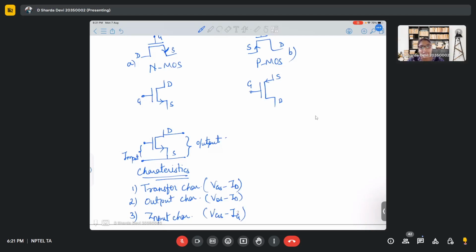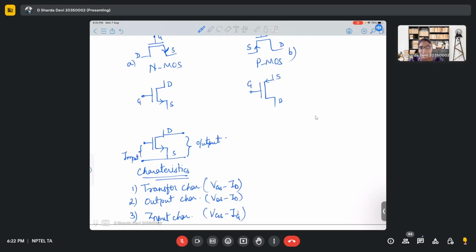But there are always three characteristics corresponding to two ports. It's 2 to the power n minus 1 characteristics. In case of BJT, you have three characteristics, right? Input, output, transfer. Here also there is an input characteristic, but since IG is 0, we don't consider that characteristic because there is no information that you can get out of it. That's why it is neglected. But there is always an input characteristic present. So whenever there is a two port device, you'll get three characteristics out of them. Is this clear to everyone?